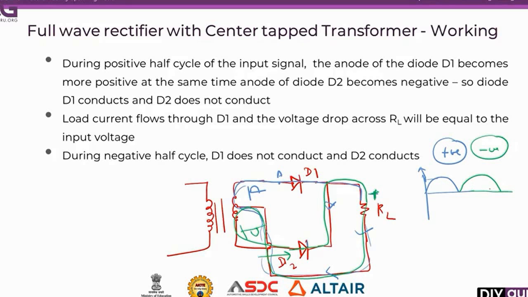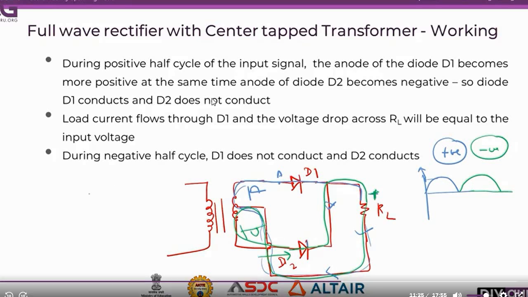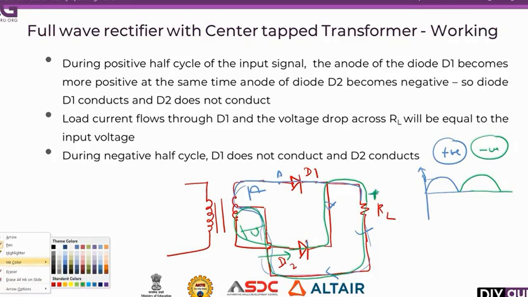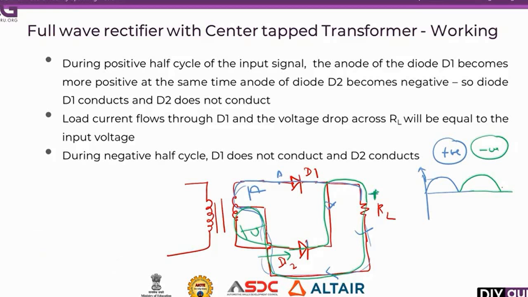So this cycle repeats. Again you will be getting the waveform in the positive direction. Again you will be getting the waveform in the negative direction. So this will be the output voltage of the full wave rectifier with the center tapped transformer. This is the actual working.